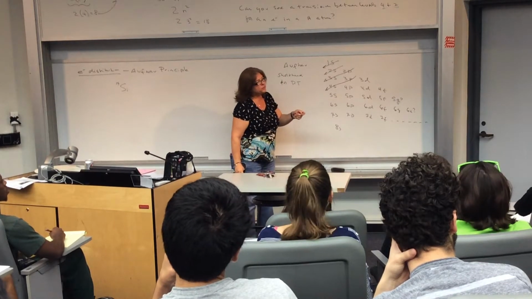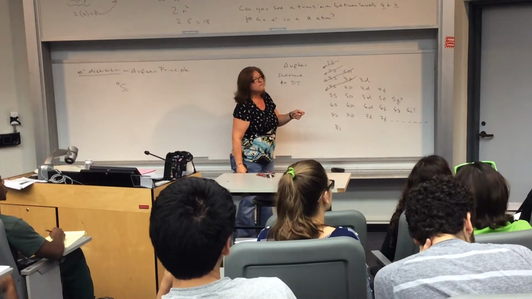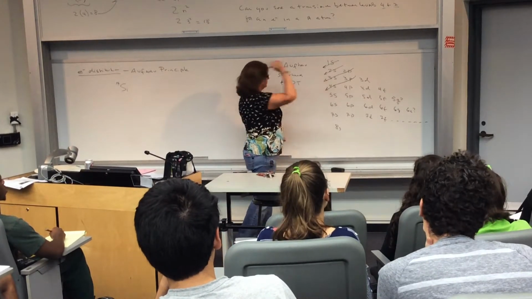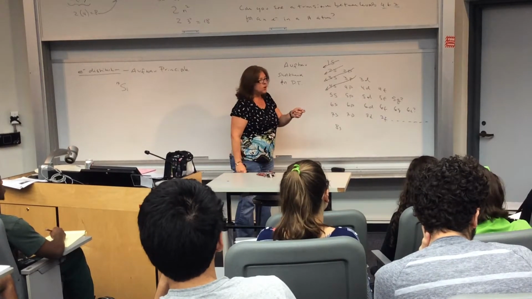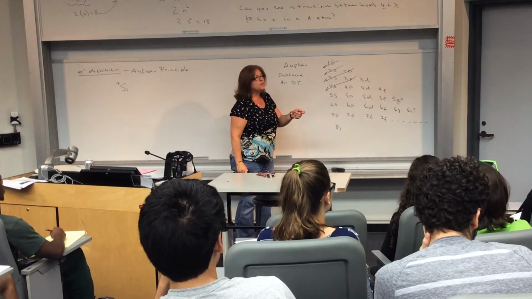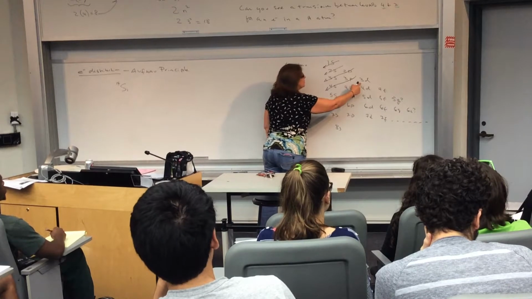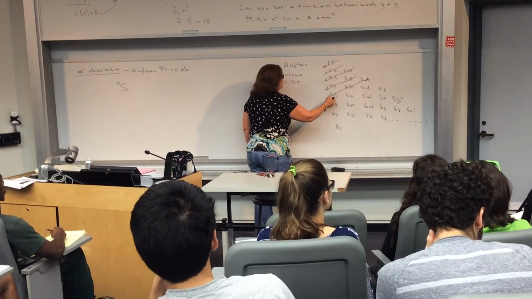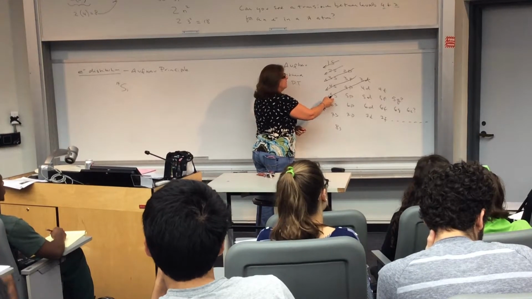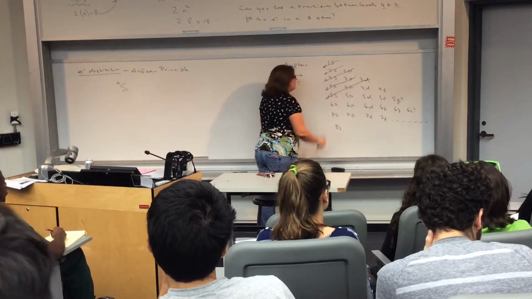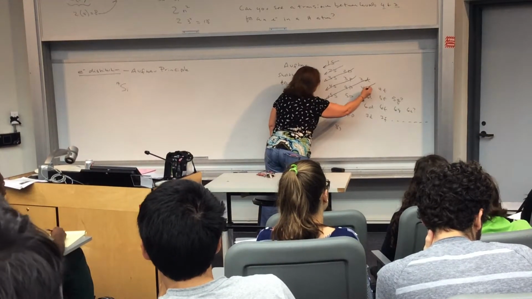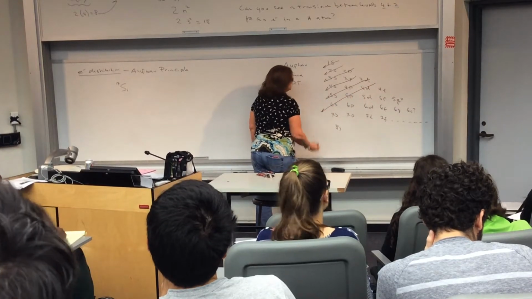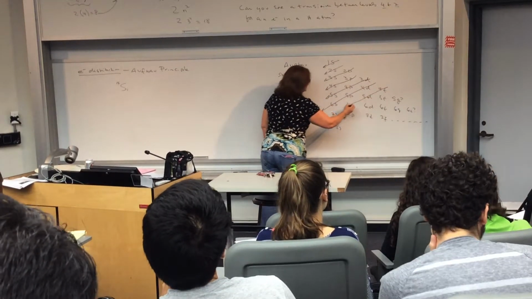After you fill in the 3p, where do you go? 4s. Yes, you do. And after the 4s, what do you fill? The 3d. And after the 3d, what do you fill? The 4p. And after the 4p, what do you fill? The 5s. And after the 5s, what do you fill? The 4d, the 5p, the 6s.